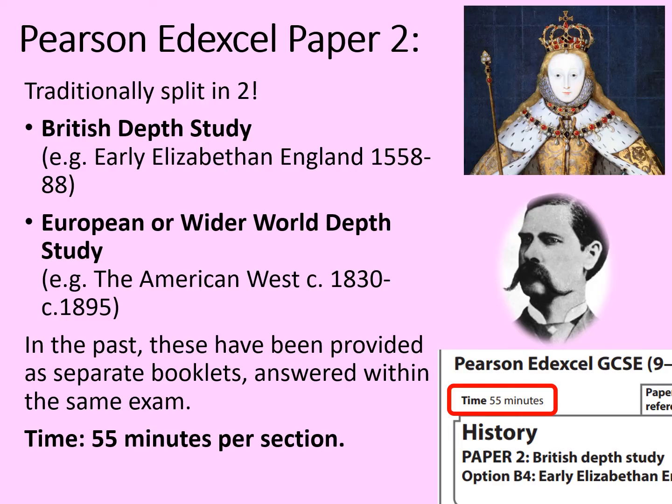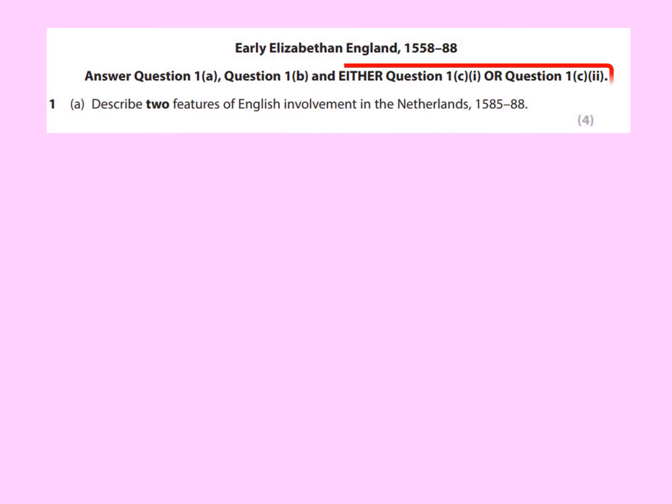This particular practice is going to be focused on the British depth study, Early Elizabethan England 1558 to 88. Let's have a look at the question. Consider the question and these instructions. It says answer question 1a, question 1b, and either question 1c1 or 1c2. Question 1b is worth 12 marks and will be an explain question, but questions 1c1 and 1c2 will be the big 16-mark questions. They're so high stakes that you're actually given a choice between 2. But for the lowly 4-mark question, you're just simply expected to know your stuff.